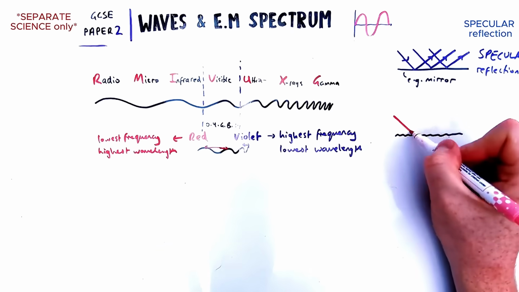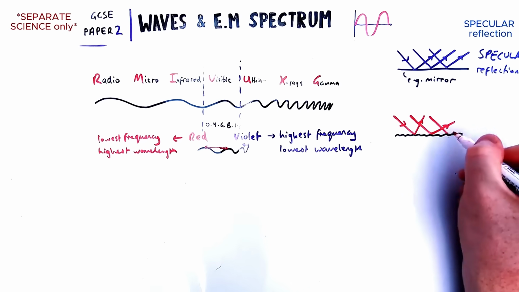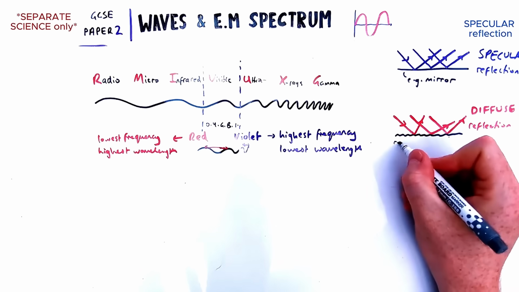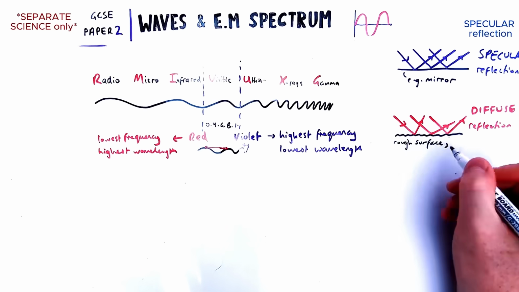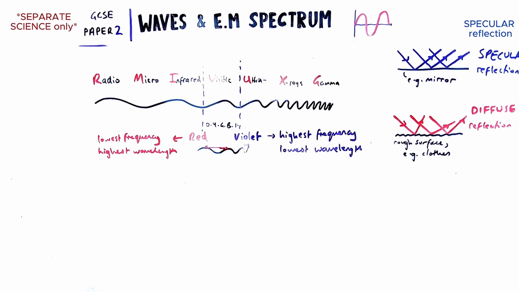The other type of reflection is from a more rough surface. This is called diffuse reflection. As you can see, the rays of light enter the surface parallel to each other, but they exit at different angles because the surface is rough. It does not reflect them evenly, so they end up being scattered. So this would be any rough surface that's not a polished mirror, so clothes, carpet, walls, anything like that.